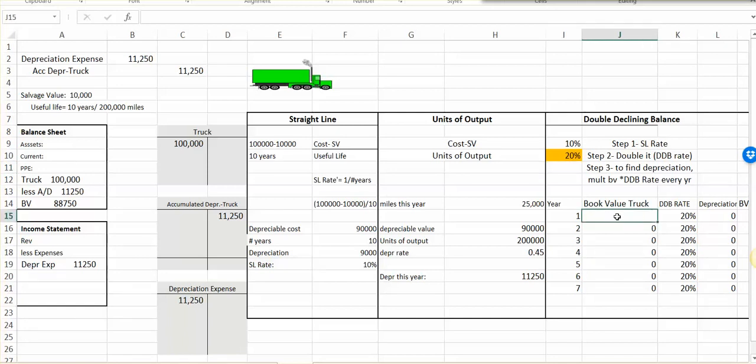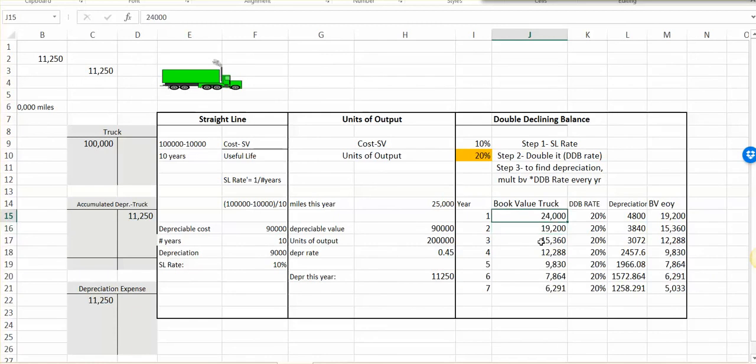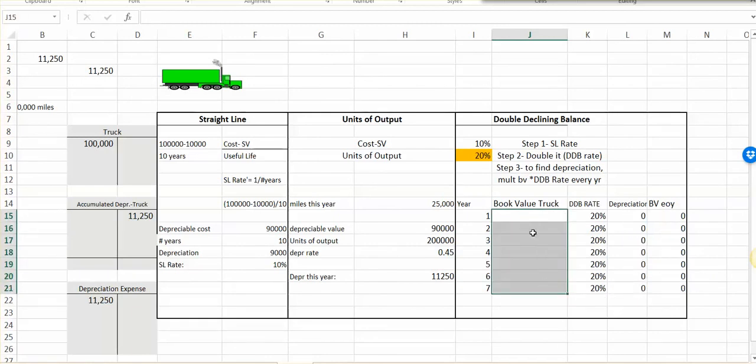So the book value at the beginning of the year, the first year, before it has depreciated at all, is $100,000. Then you'll take out depreciation of $20,000, and that gives you the book value at the end of the year of $80,000. If your book value at the end of year one is $80,000, then the book value is $80,000 at the beginning of year 2.